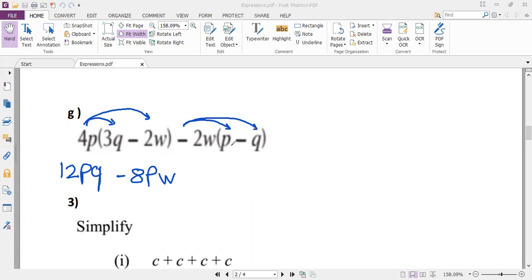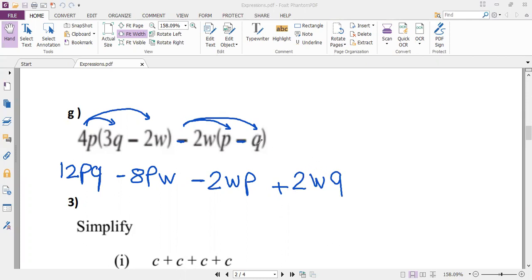The next, this term is multiplied by this bracket. So negative times positive, it's negative. I have 2w times p, so it's 2wp. And the next one, I have negative multiplied by negative, it's a positive. And 2w multiplied by q, so it's 2wq.